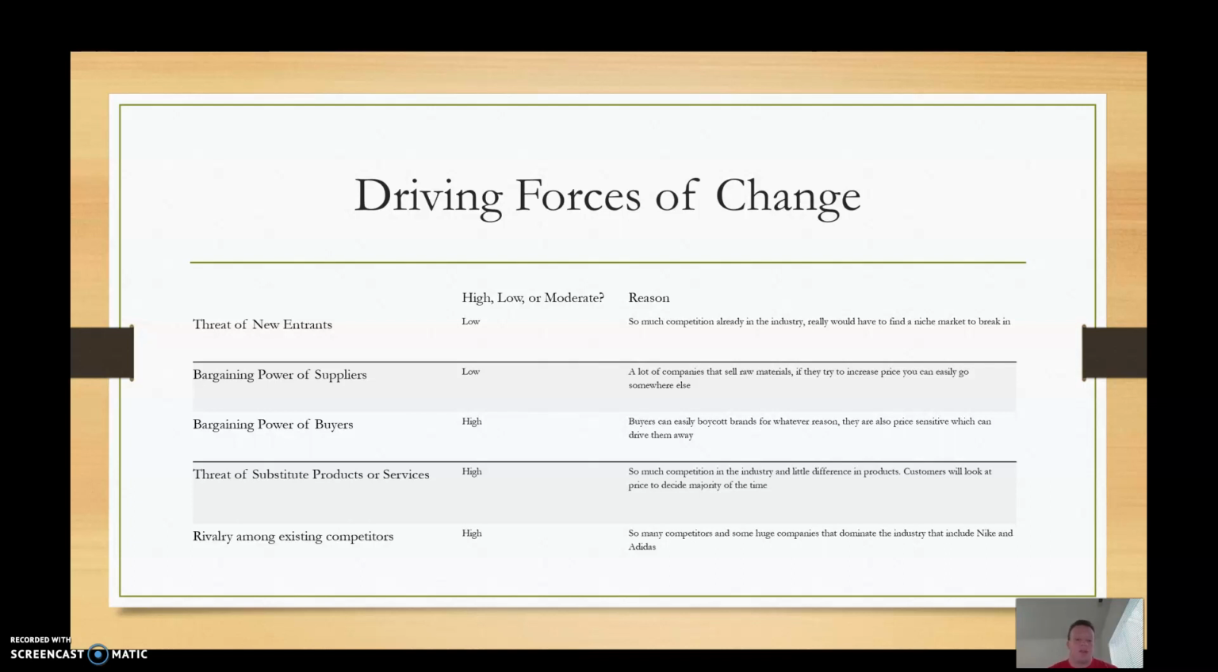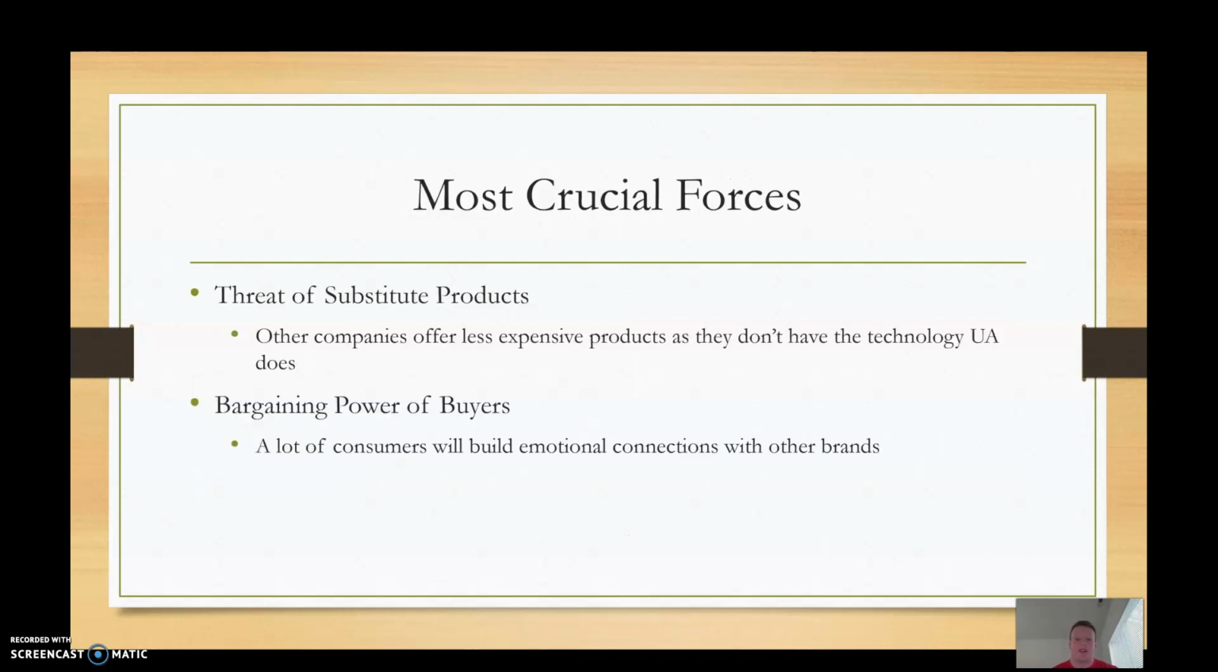And then the threat of substitute products or services is also fairly high. Just once again, there's so much competition in the industry with little differences, and customers will look at either where they're emotionally connected to without even realizing it, or the price as well. And that follows into just the rivalry among existing competitors. Once again, there's just so much competition in this industry with all these massive companies. So customers have a lot of options. So the rivalry is just very high in the industry.